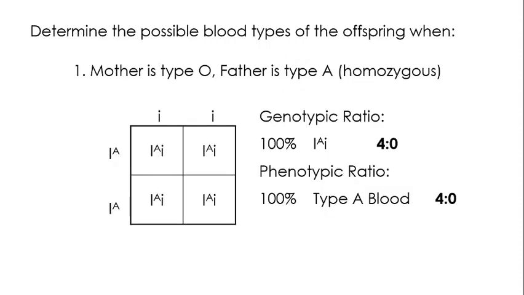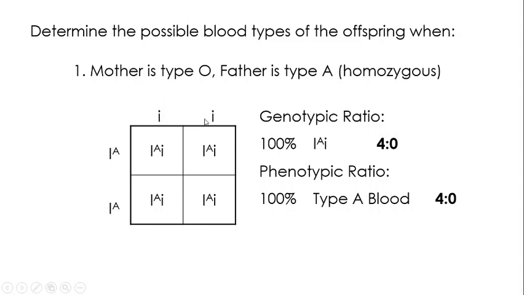So, determine the possible blood types of the offspring when, let's have number one example verse. Mother is type O and then father is type A. It says there, may open and close parenthesis na homozygous si father. It means na dapat yung gamitin mong genotype sa pag-create ng Punnett square ay yung homozygous, hindi yung heterozygous. So, ano ba ang homozygous genotype ng isang blood type A? That is, both letter I have superscripts of capital letter A. So, ito yung nasa side ng Punnett square natin. So, ito si homozygous type A.